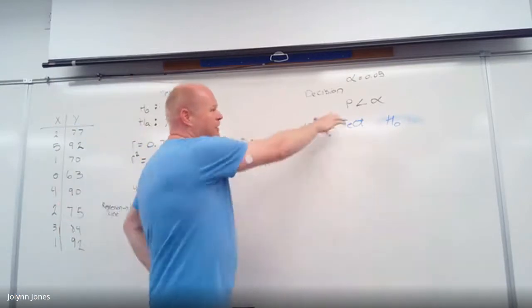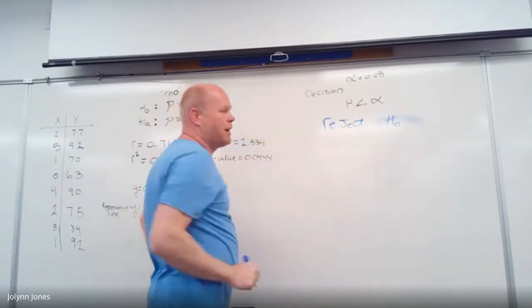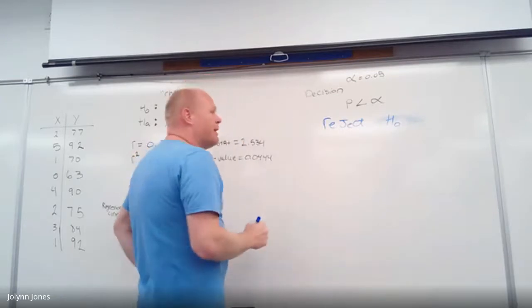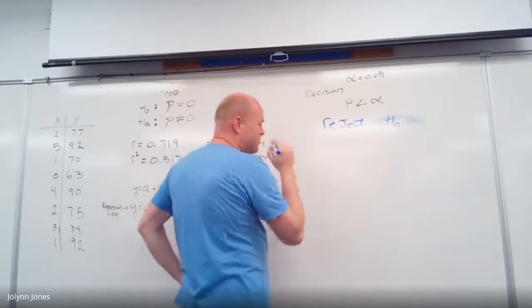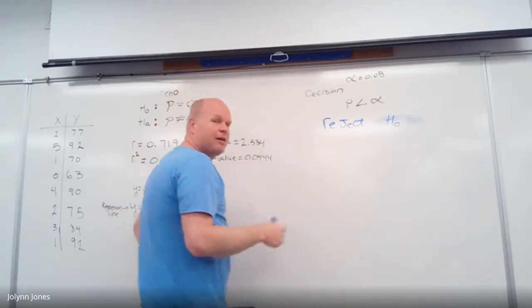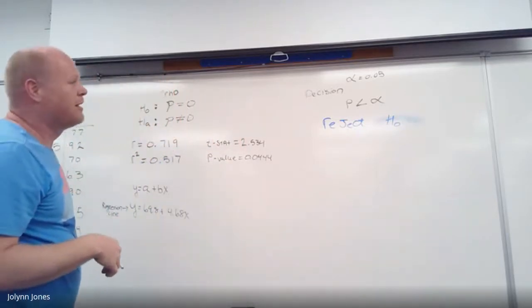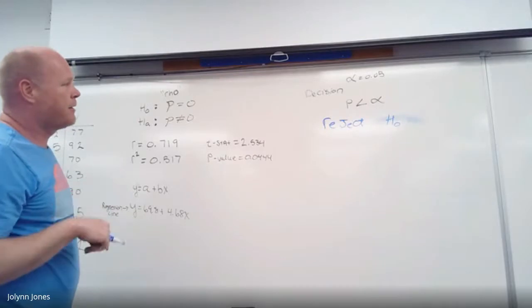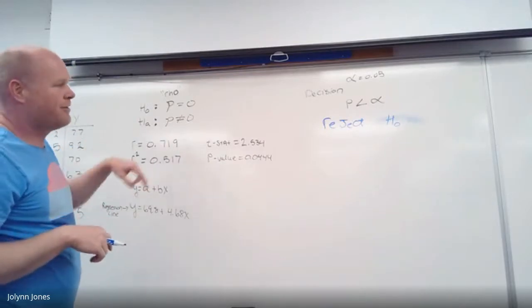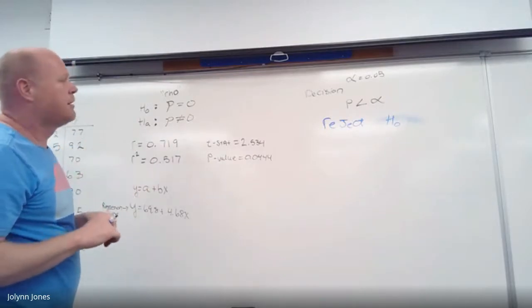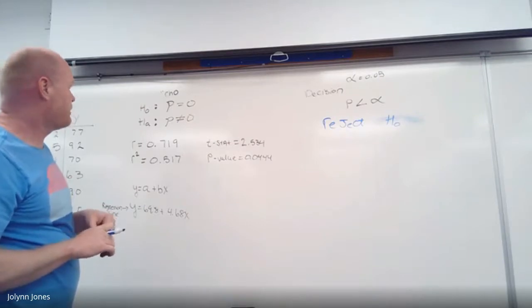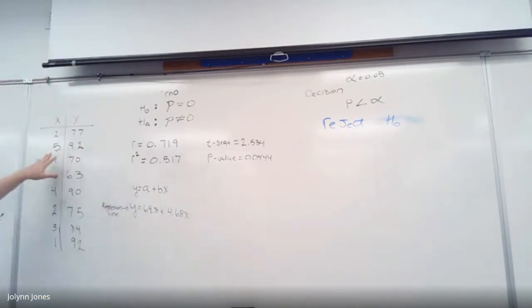In this case, our P is low, so we're going to reject the null hypothesis, which means there is sufficient evidence to support the alternative hypothesis, which means there is a statistically significant linear association between our two variables. Which means our linear model is appropriate. We can use this to make good predictions. Does that make sense?